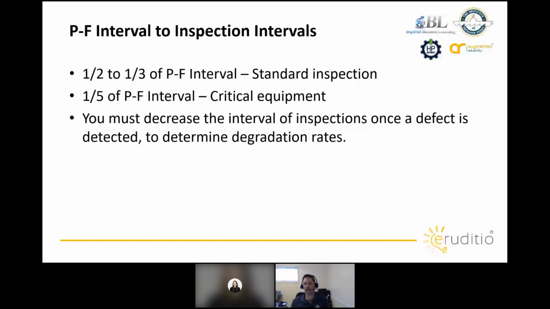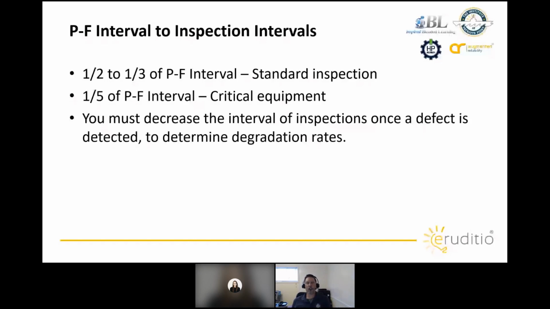If it's a more critical piece of equipment, we're generally going to want to be a little more aggressive in detecting that failure. So we're generally going to optimize for about 1/5 of the PF interval. So once again, if it's, say, 3 months, what's 1/5 of that 3 months? That's what our new inspection interval is going to be, because it's a critical piece of equipment.